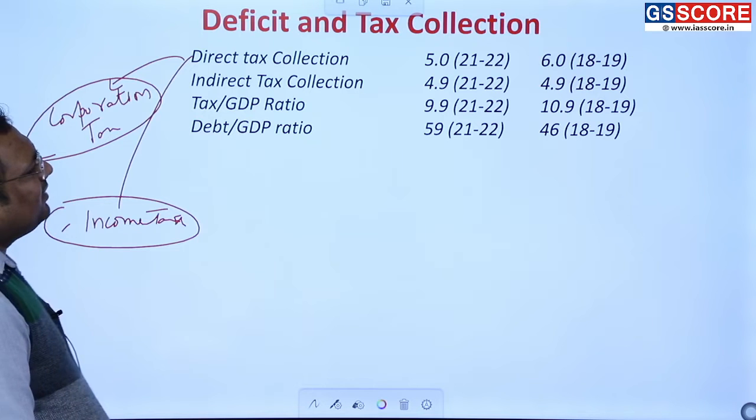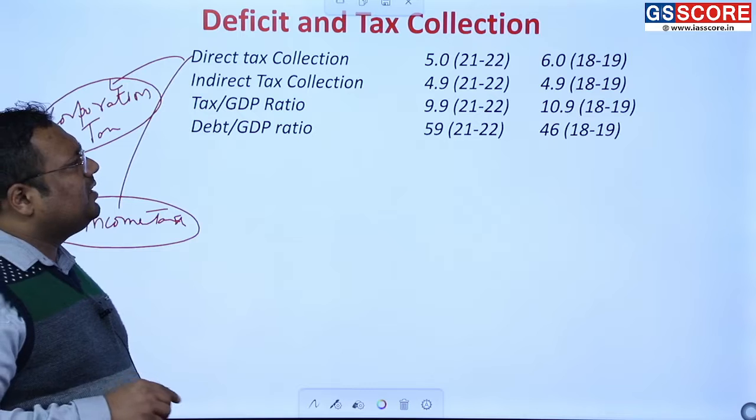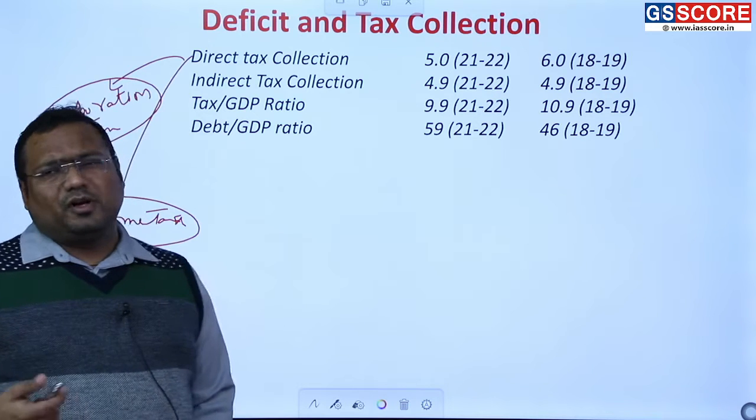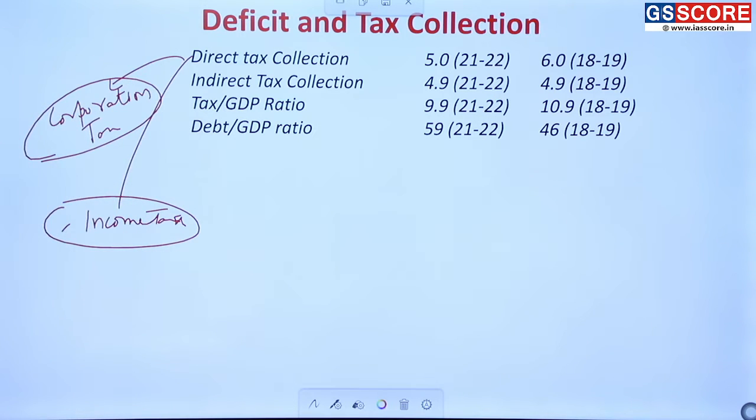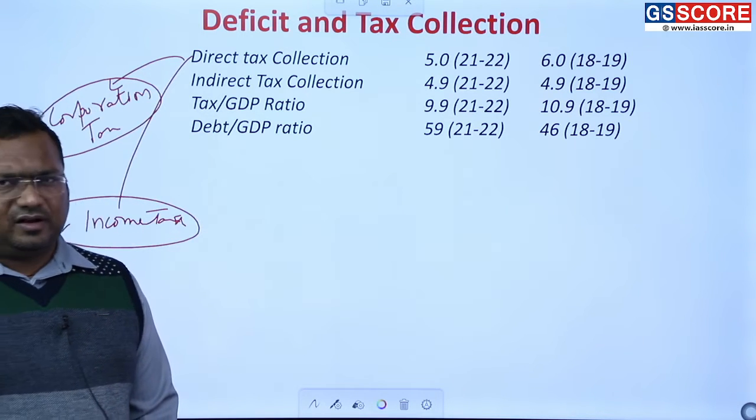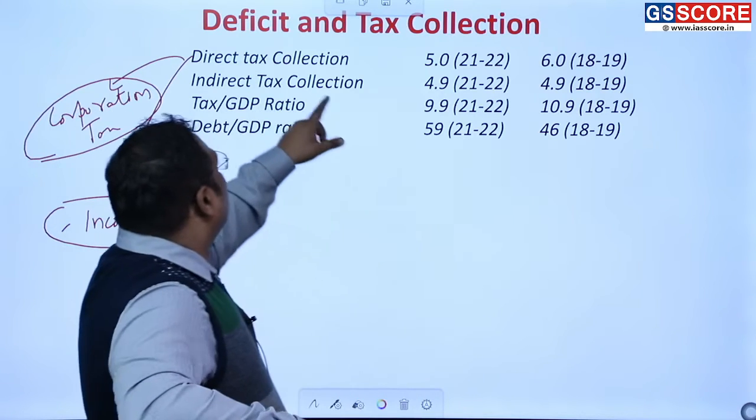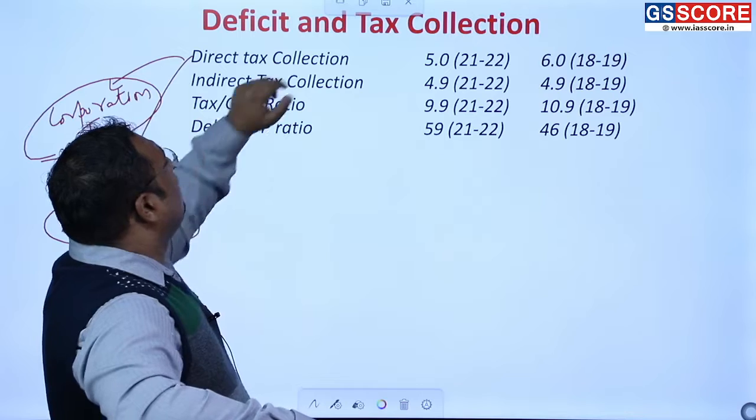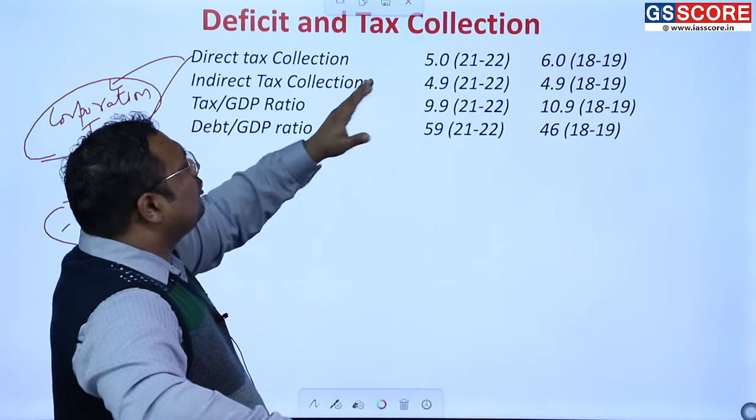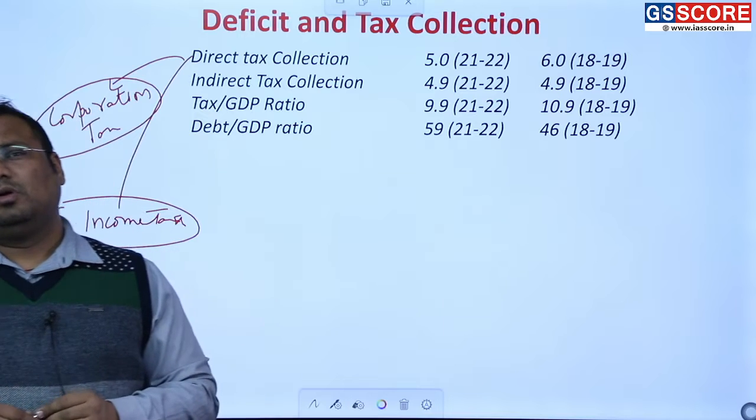Meanwhile, indirect tax collection is roughly the same. In 2018-19, it was 4.9% of GDP. Today also it is 4.9% of GDP. Here the silver lining is that our GST collections are improving significantly. And in the coming years, we expect a revival in the indirect tax income. And similarly, in the direct tax income, there should be a revival, because the corporation tax collection should now improve.